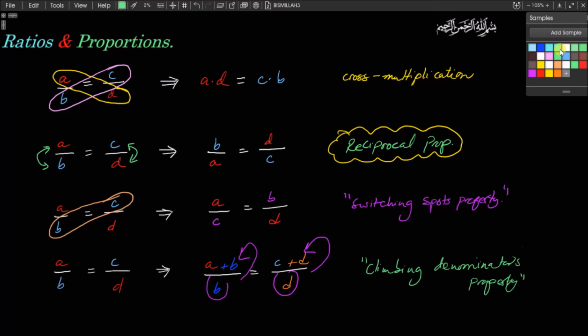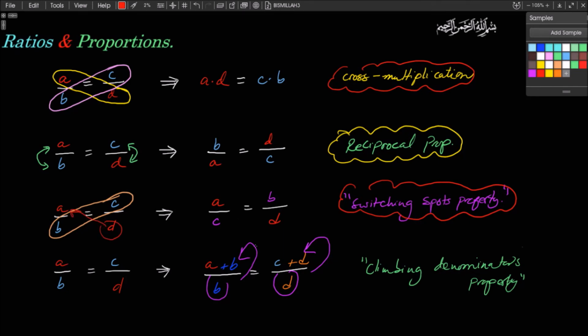But these are some important properties of proportions that are very important to remember. We talked about the cross multiplication property, that if you have proportions like this, you can cross multiply. We talked about the reciprocal property, and we talked about the switching spots property. In other words, you can take the denominator and switch with the numerator on the other side, one at a time. And finally, we talked about the climbing denominator property. You can take the denominator one and add it to the numerator, and to keep the proportion equivalent, you have to take the denominator on the other side and add it to the numerator like that.